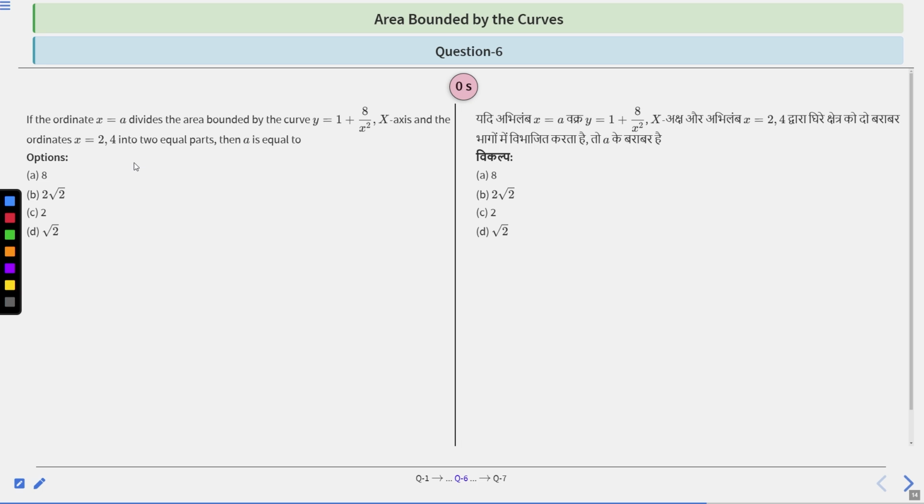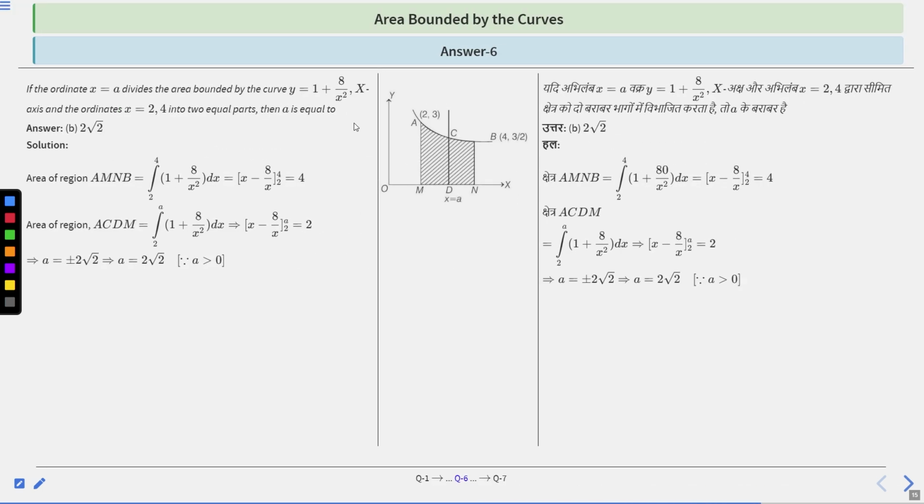Okay, let's move to the solution, part C. We have the given curve 1 plus 8 upon x square. Now the area of region AMB that we have to calculate is basically the integral from 2 to 4 of 1 plus 8 by x square dx, which after integrating you will get x minus 8 by x, from 2 to 4, which is equal to 4.